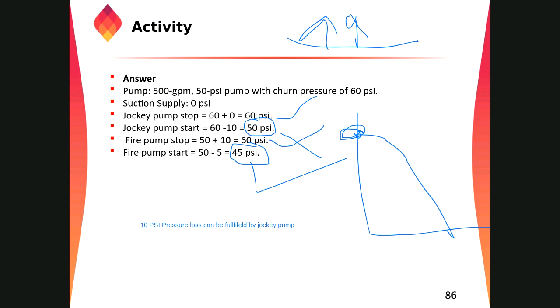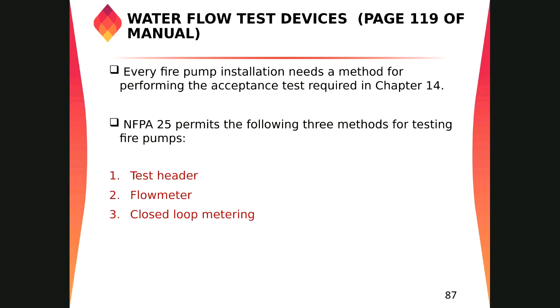In the fire protection system, we have closed the discharge gate valve, and we want to make the churn pressure capability of the fire pump exact. I think this is a rule of thumb, right? A 10 psi loss in pressure can be maintained by the jockey pump. More than that cannot be maintained by the jockey pump. So we need to start the fire pump.